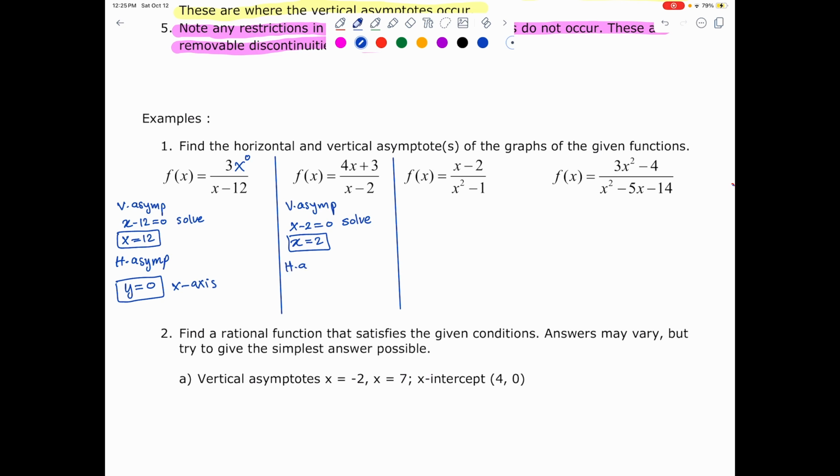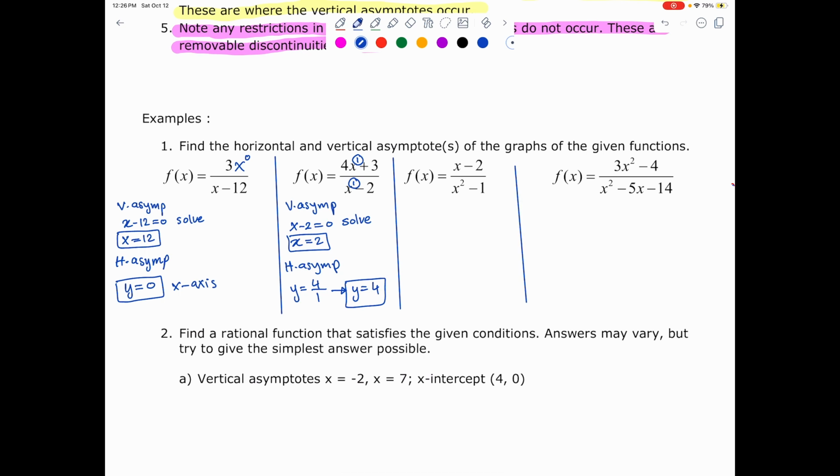The horizontal asymptote: notice how the degree of the numerator is 1, and the degree of the denominator is 1. So in this case, the asymptote is equal to the coefficient of the numerator divided by the coefficient of the denominator, or in other words, y equals 4, and that is our horizontal asymptote.